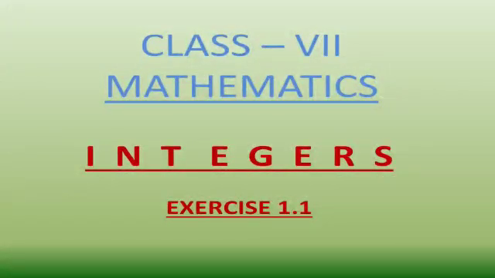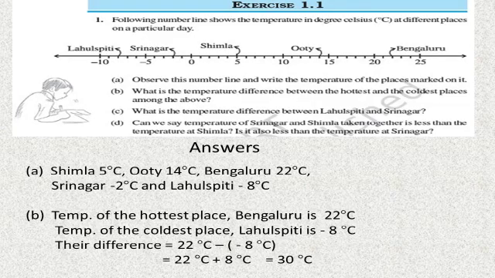Good afternoon, students. So today we will start with the first exercise of the chapter Integers, exercise 1.1. So exercise 1.1, question number 1. Following number line shows the temperature in degrees Celsius at different places on a particular day. A part. Observe this number line and write the temperature of the places marked on it.